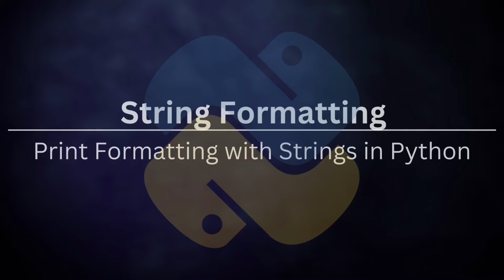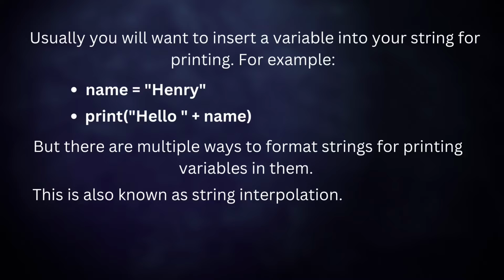Hello everybody. In this video we'll talk about string formatting for printing in Python. Usually you will want to insert a variable into a string for printing. For example, name equals Henry, print hello plus name. But there are many ways to format a string for printing different variables in them. This is known as string interpolation.